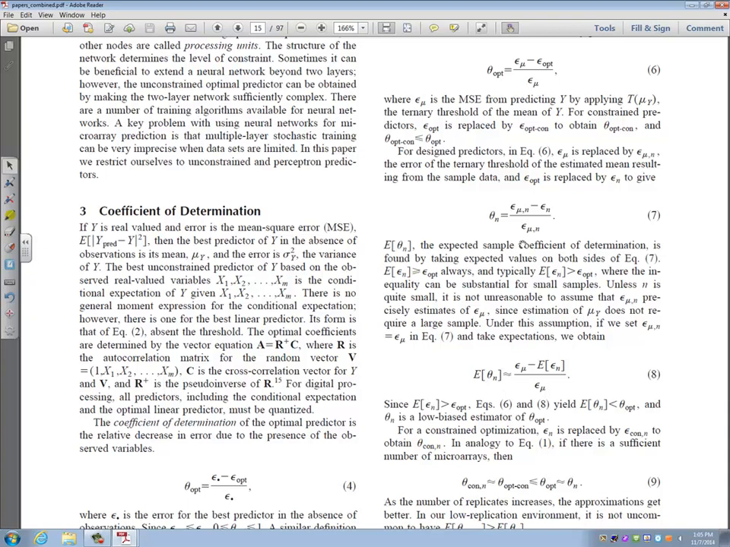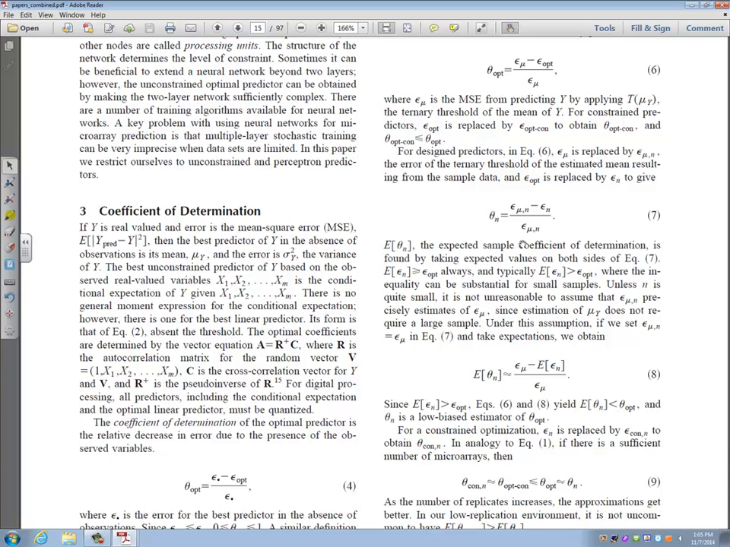Now the best unconstrained predictor of y based on the observed real valued variables is the conditional expectation of y, given these observed variables. I showed that to you too. There is no general moment expression for the conditional expectation. In general, you don't have that. You need to know the conditional density and then calculate from there. However, there is one for the best linear predictor, and this is something that I derived last time. That's why I did all those derivations.